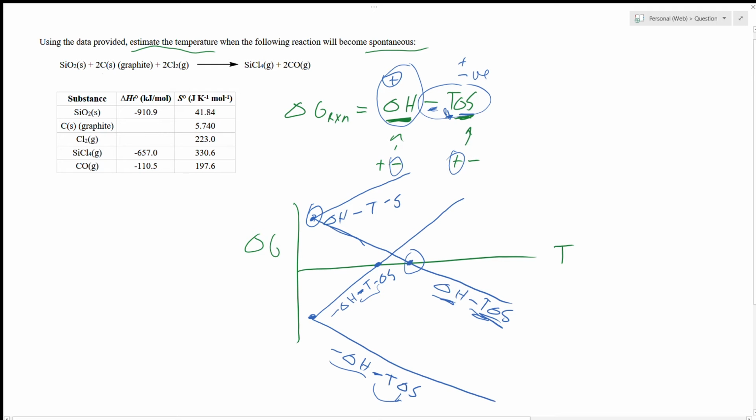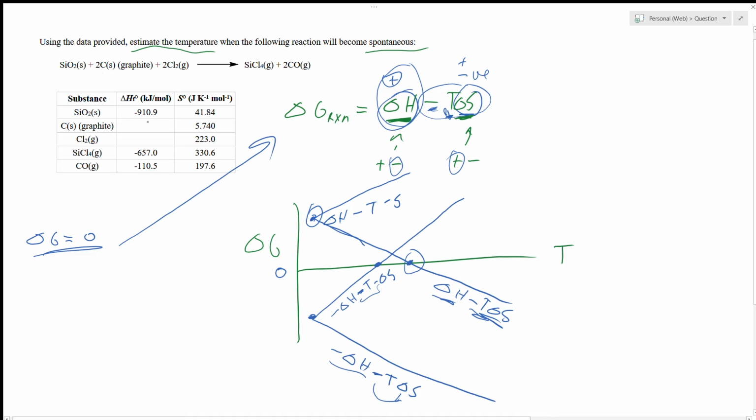So we can see there that the point where they switch between spontaneous and not is where it crosses the delta G equals 0 axis. So that means this is a good marker. So delta G equals 0 means that we are switching between this spontaneous and non-spontaneous state. So we can use that in our equation up here, and all we need to do is work out delta H and delta S for the reaction.